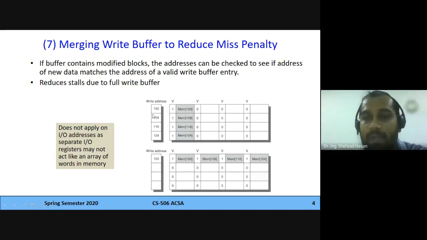So in that case, these processors have another bit to tell them whether that particular field could be merged or has to be taken as separate. For example, if 100 is an address of an IO device, then with that write buffer entry it could be specified that this field should not be merged. If it's not merged, then it will remain separate.